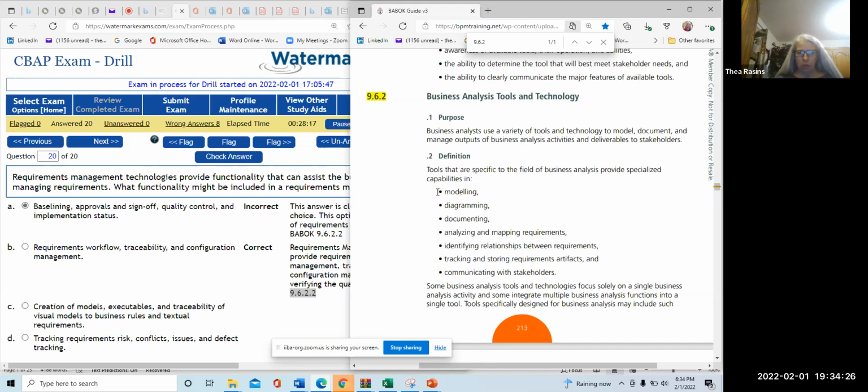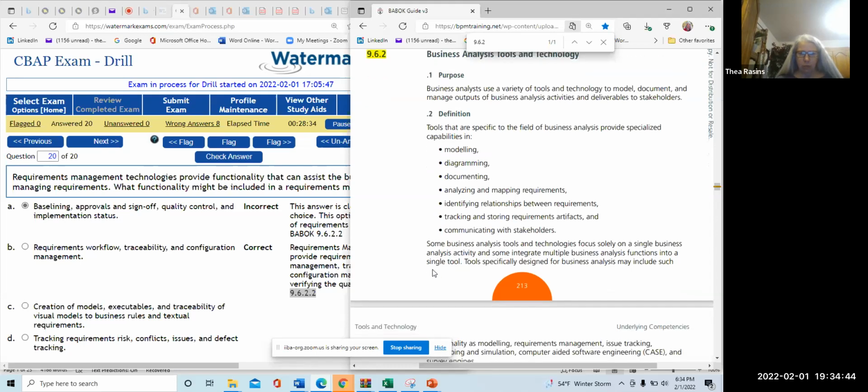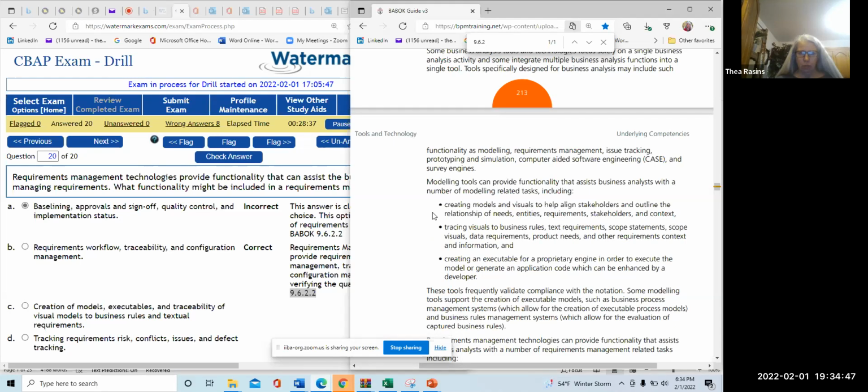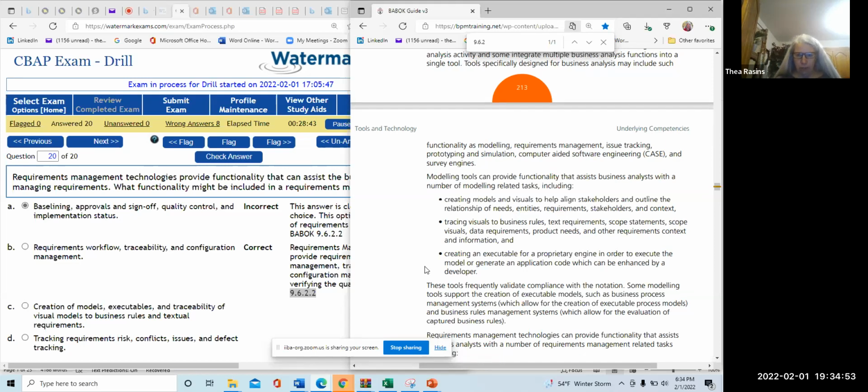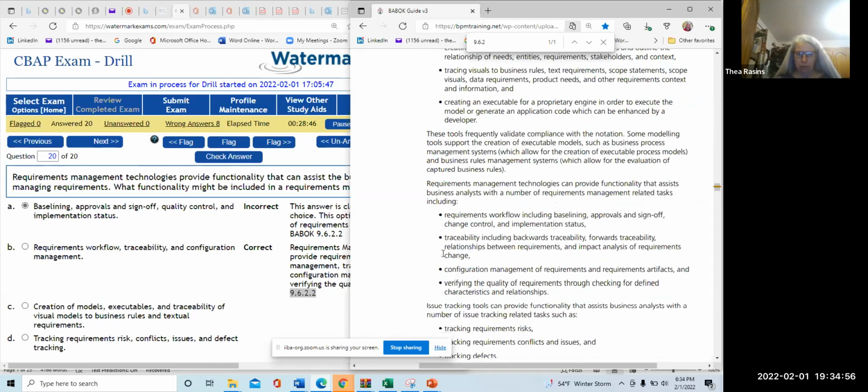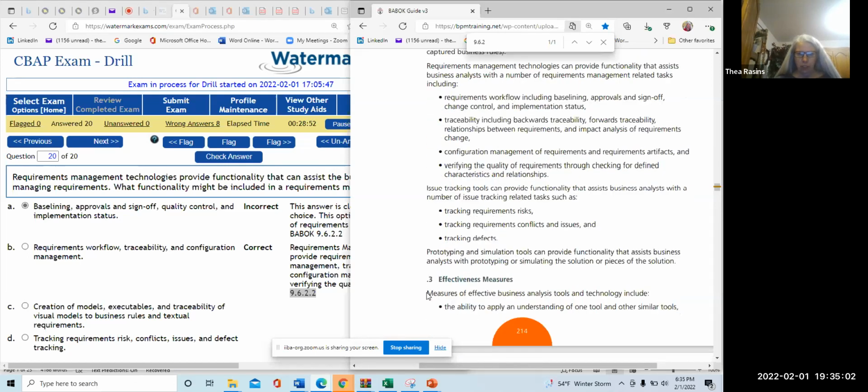So tools that are specific to the field of business analysis provide specialized capabilities in modeling, diagramming, documenting, analyzing, and mapping requirements, identifying relationships between requirements, tracking and storing requirement artifacts, and communicating with stakeholders. Let's see what else we have. Modeling tools, creating models, tracing visuals, creating an executable. Then requirements management, workflow, traceability, configuration, verifying the quality of requirements, issue tracking, tracking requirements, risk, conflict and issues, and tracking defects.